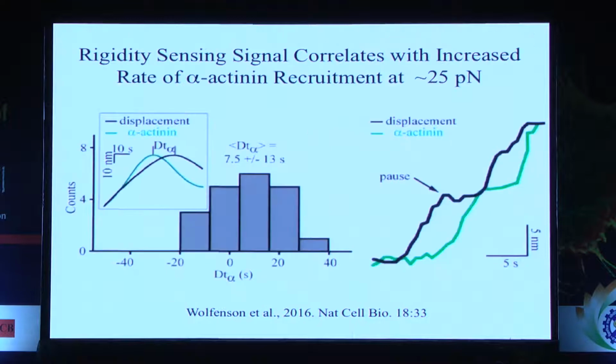And when we looked at what happened during that pause, there was indeed a biochemical correlate in that this is the pause, and we see that alpha-actinin is accumulating at those pillars during that pause and starting to really accumulate. It accumulates a lot faster than the overall displacement here. So we see a peak in the amount of alpha-actinin around a pillar before the force on that peaks, a difference of about 7.5 seconds.